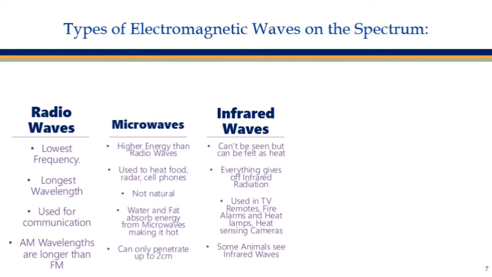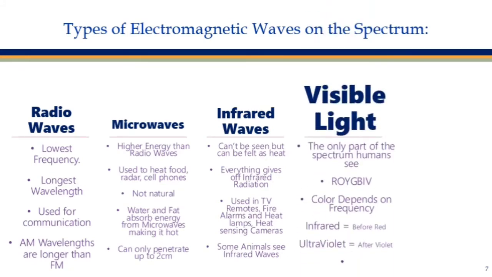Infrared waves. They can't be seen but can be felt as heat. None of these you can see so far. Everything gives off infrared radiation. It's used in TV remotes, fire alarms, and heat lamps, and heat sensing cameras. Some animals see infrared waves.